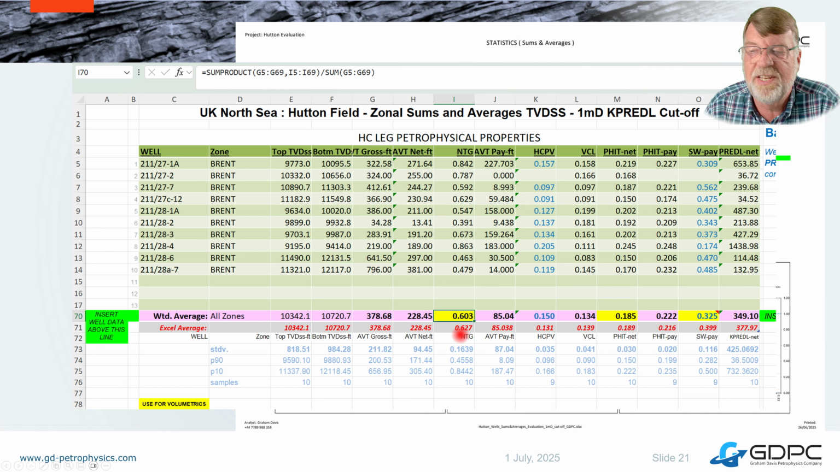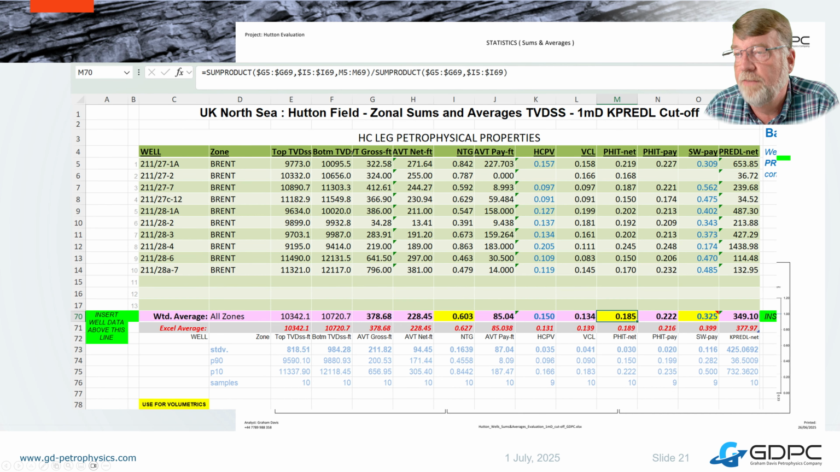And you can see here it's a little bit different. The Excel average is 63% net to gross, but the actual weighted average accounts for the thickness variations. You see I've got a thin zone here. This zone here is 34 foot thick, and its net to gross is pretty low, 0.39. So you don't want that, you want it to be properly weighted to the reservoir thickness.